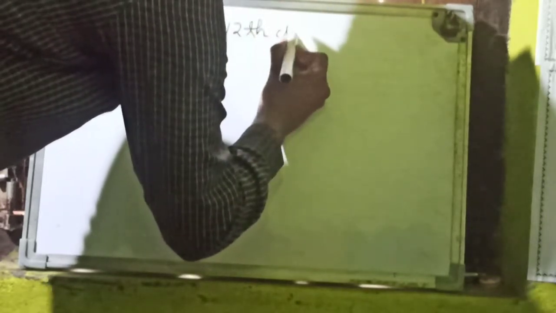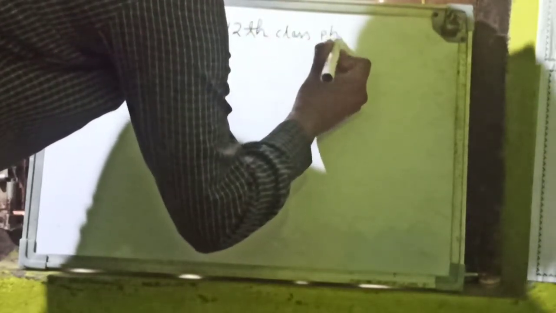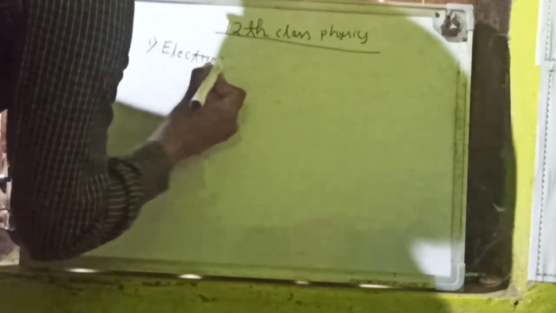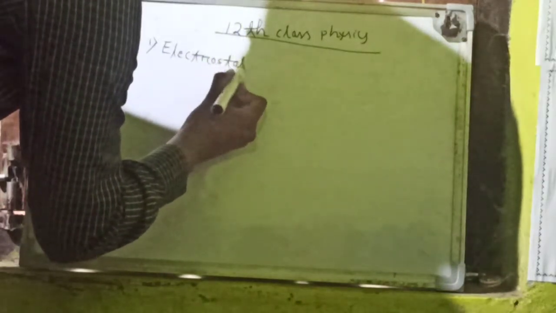Okay, good morning students. So we will start the 12th class physics. The first chapter is electrostatics. So we will discuss the total physics syllabus in class 12.